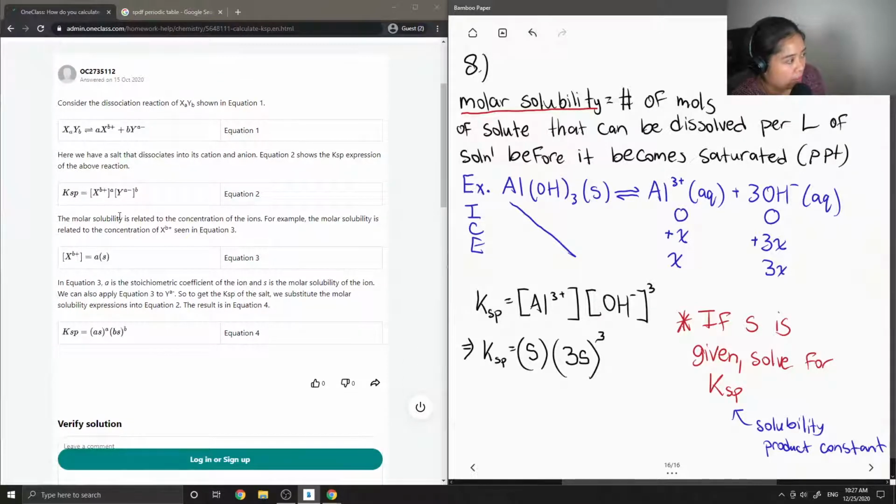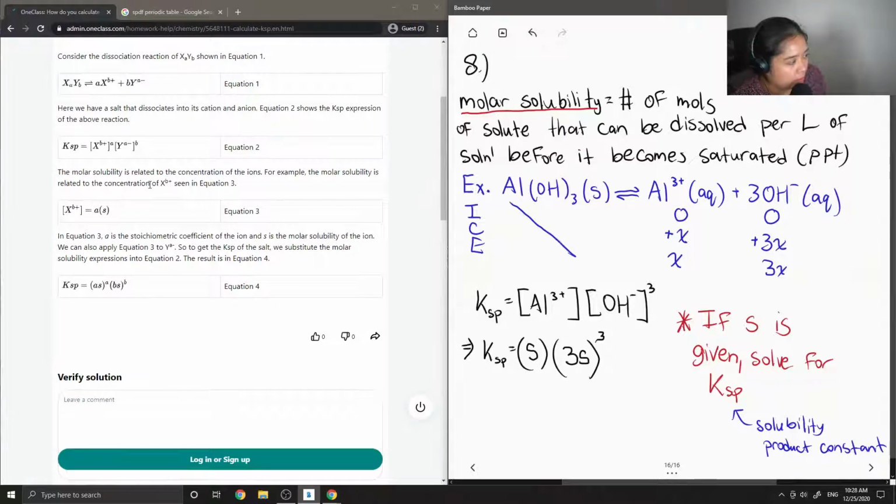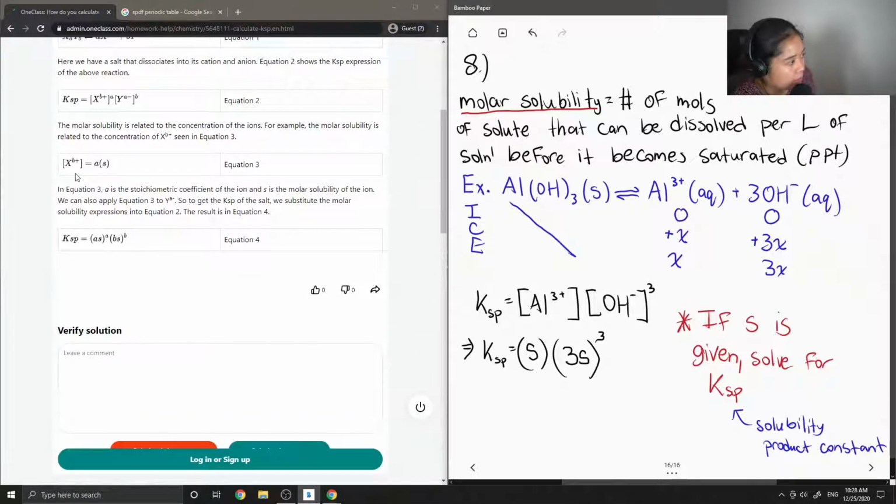Okay, so then they show how KSP is equal to the concentration of the ions multiplied together, and then they're raised to the power of their coefficients. So the molar solubility is related to the concentration of the ions. For example, the molar solubility is related to the concentration of XB plus seen in equation 3. Okay, so they showed it here.